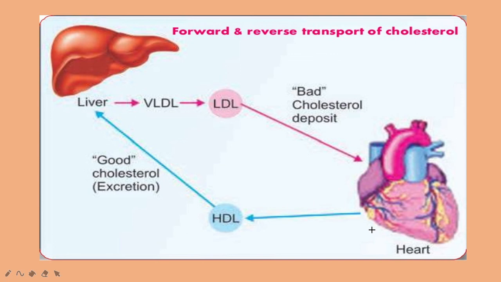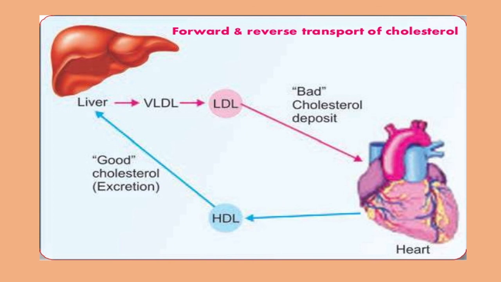Here this LDL will be converted into oxidized LDL. This oxidized form of LDL will be responsible for blood clot formation on the surface of the endothelium. That is why it is called bad cholesterol: this LDL may undergo oxidation to be converted into oxidized LDL, which is responsible for blood clot formation on the surface of the endothelial cells.